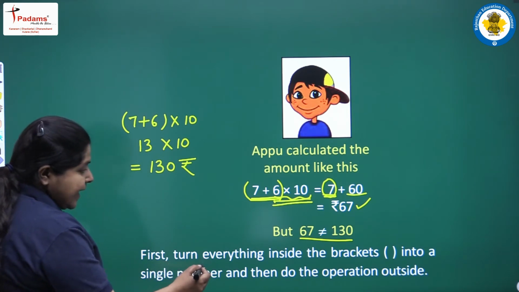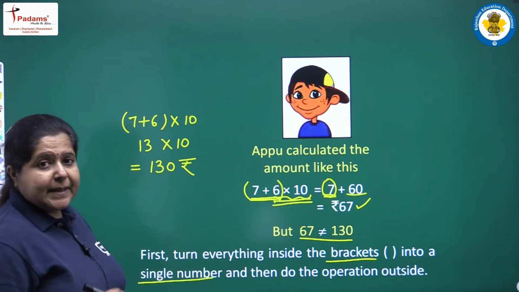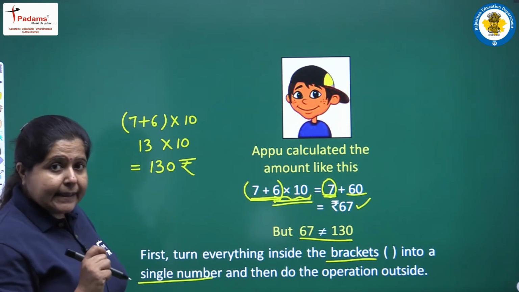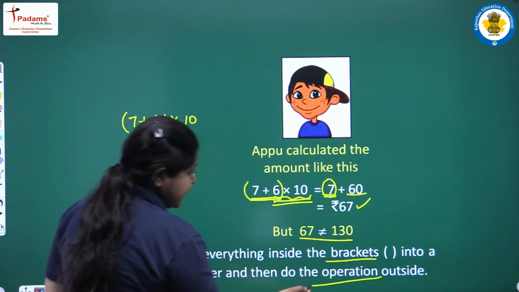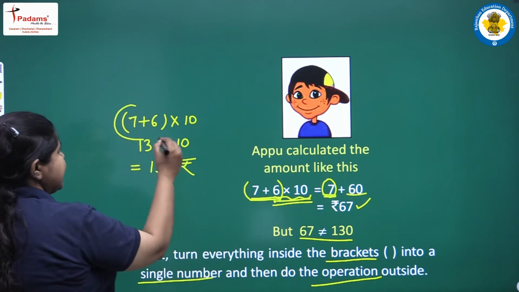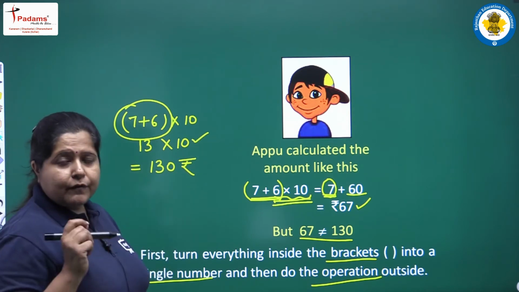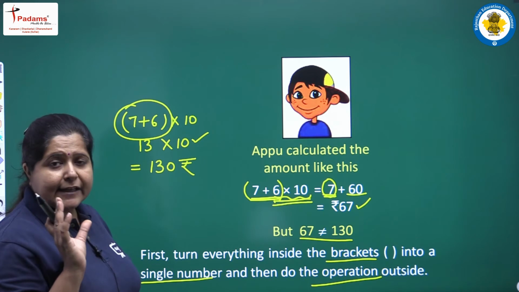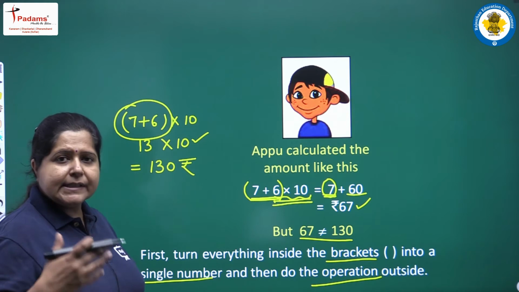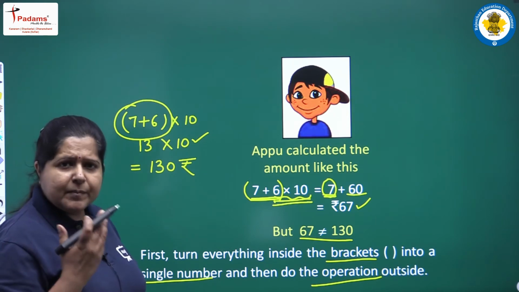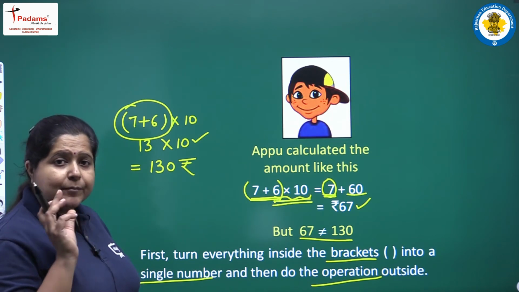Again, first turn everything inside the brackets into a single number. That means first we will solve the bracket and then do the operation outside. In this case, first solve this bracket, 7 plus 6, 13, and then multiply by 10. Whatever is given inside the bracket, first make it a single number and then do the operations given outside. It may be plus, minus, multiply, divide, but the first step is to solve the bracket.